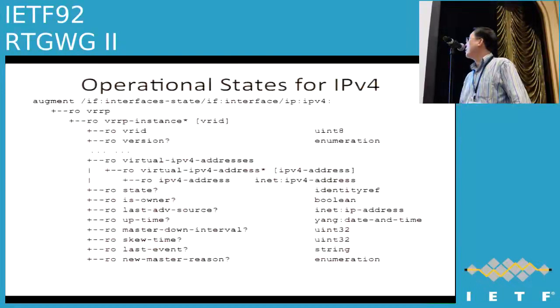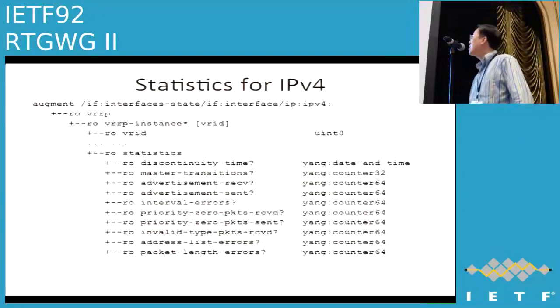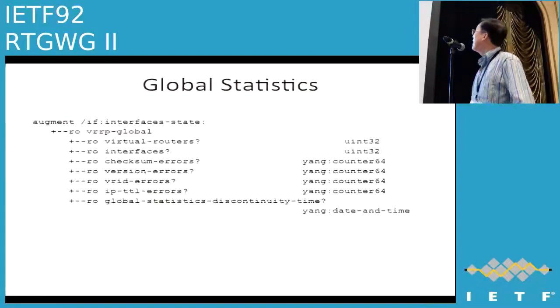Still with the state branch, we also cover the statistics. That gives us all the information about the statistics. Same thing for IPv6. We also have global statistics, which don't belong to any particular interface, so this is global. Here we have the action that we can apply to a particular instance. And we also cover the notification.